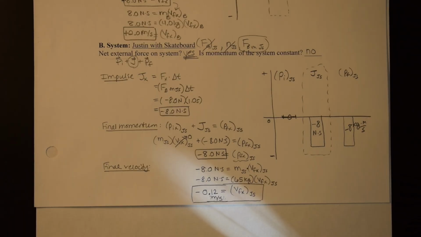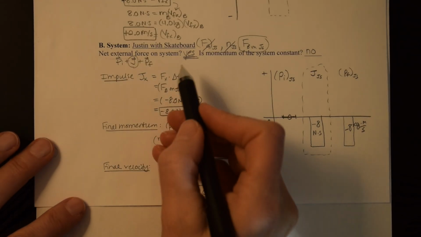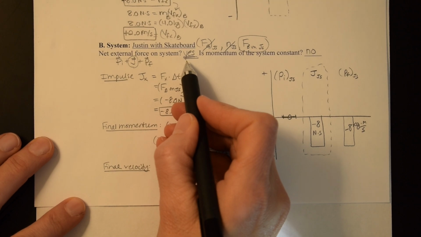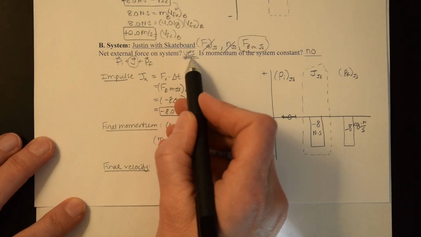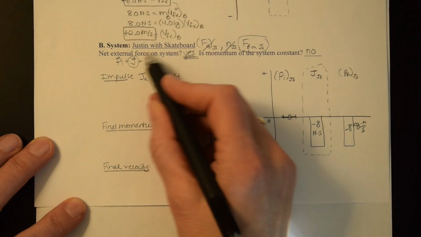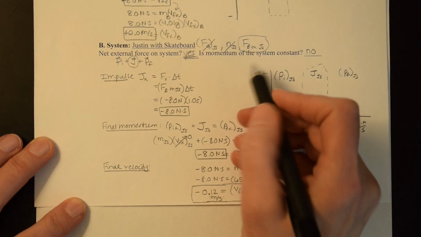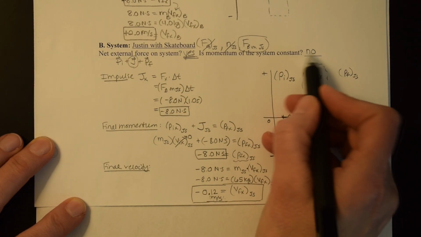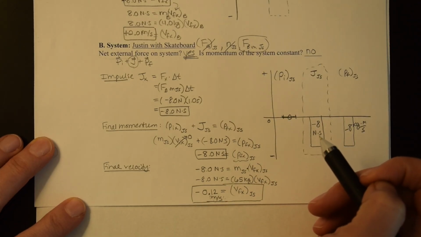Welcome back. Hopefully you saw that there is a net external force on the system because the ball pushes on Justin with the skateboard to the left. And because there is a net force on the system, the momentum will change because there's an impulse. So net force causes an impulse. That impulse causes the momentum to change, so the momentum is not constant.